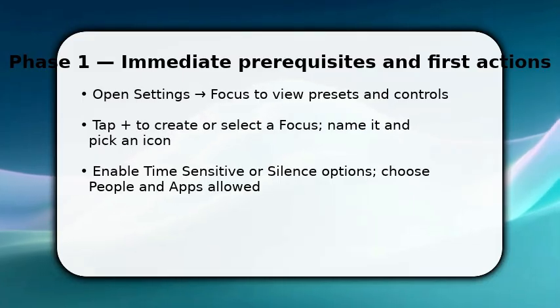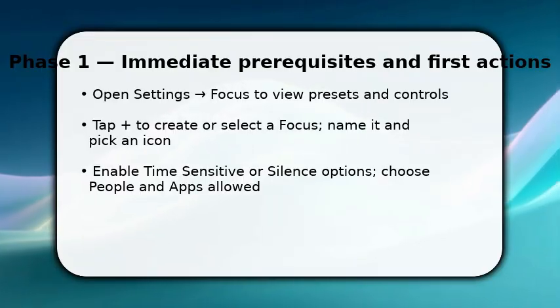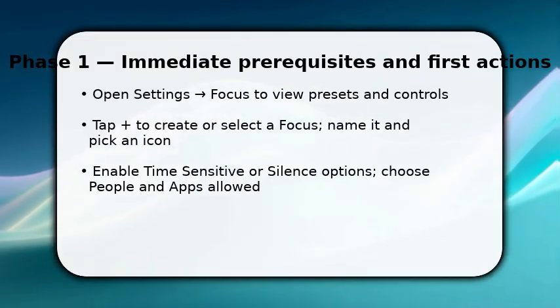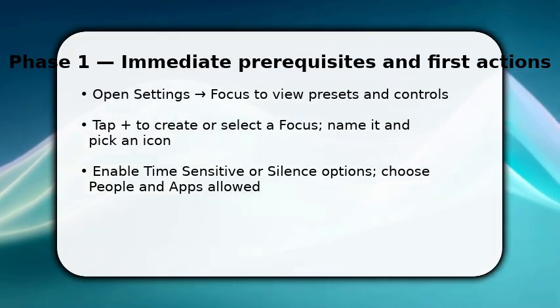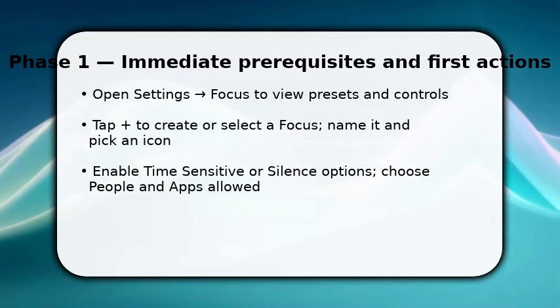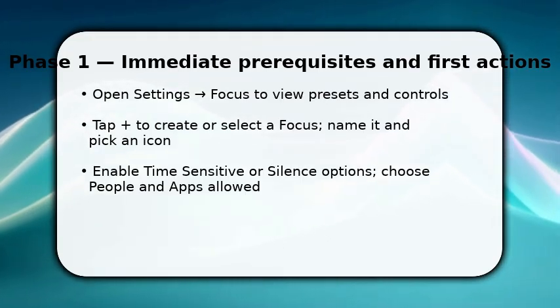You start by opening settings and going straight to focus. This gets you where you control interruptions. Tap the plus sign to create a new focus or pick an existing one, then name it so you recognize it quickly. Next, choose Allowed People and Allowed Apps.